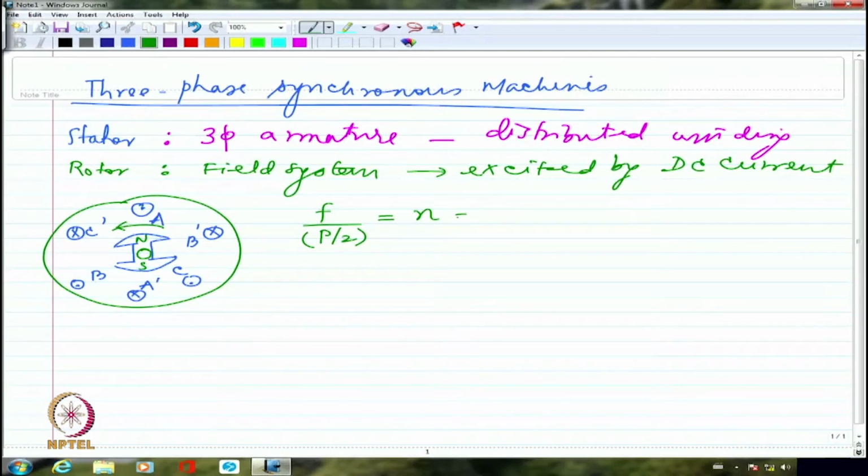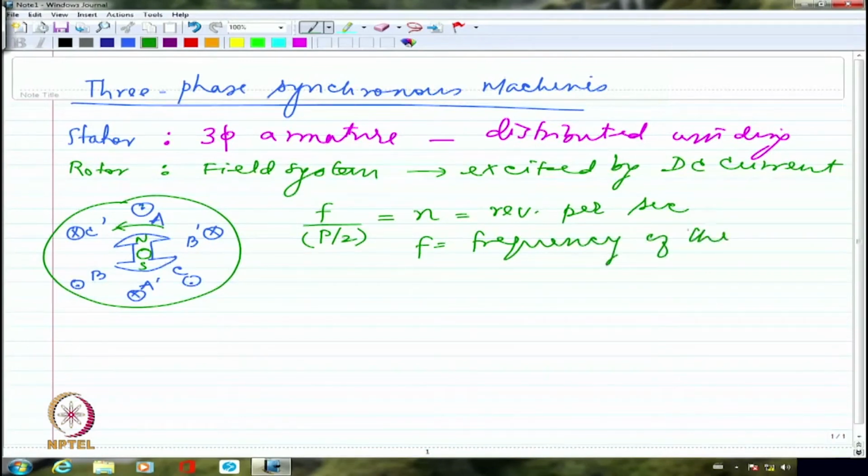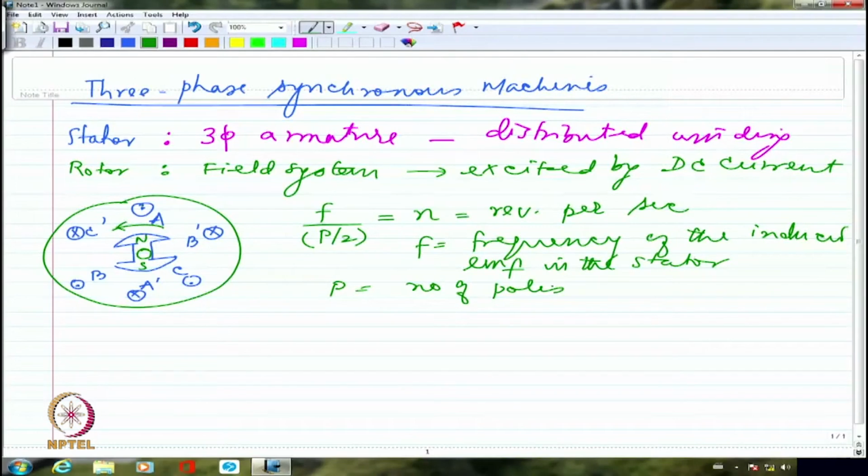So n is revolutions per second, f is going to be the frequency of the induced current or induced EMF in the stator, and P is going to be the number of poles. The number of poles is going to be equal whether I look at it from the stator side or the rotor side. Both of them are going to be equal to each other. There is no problem as such.